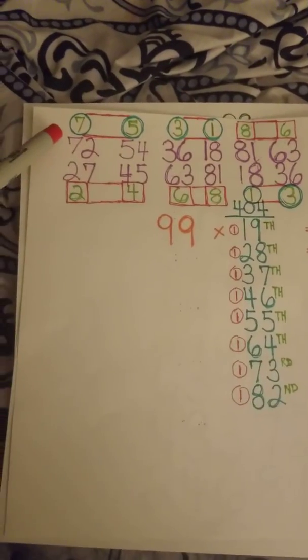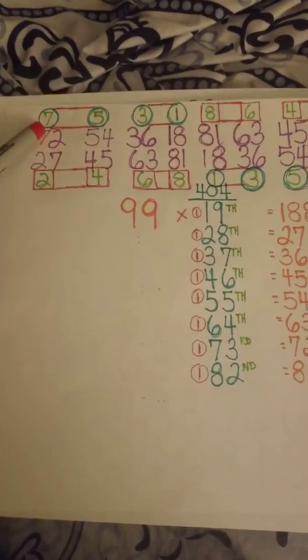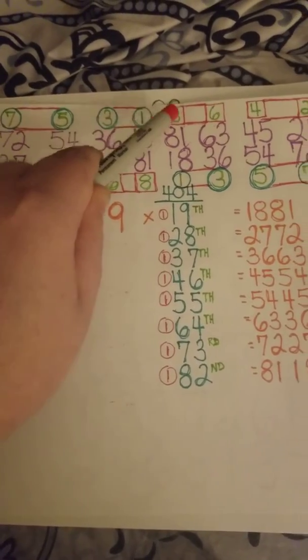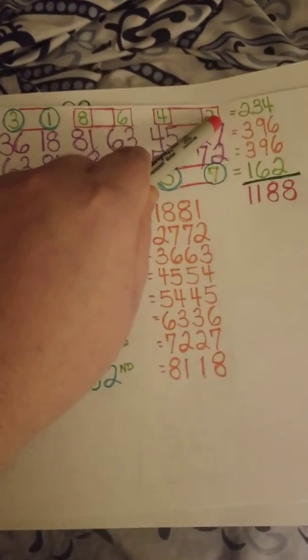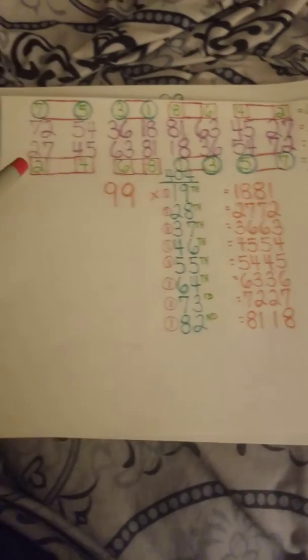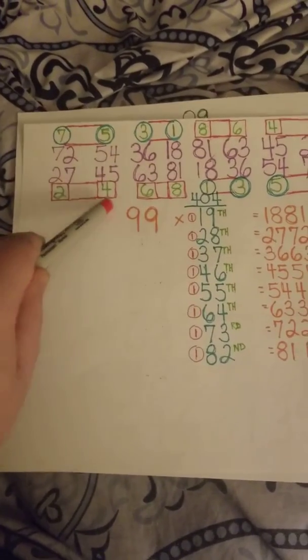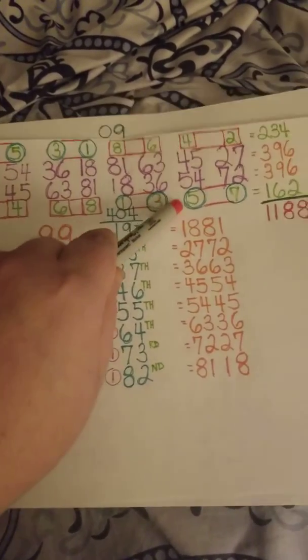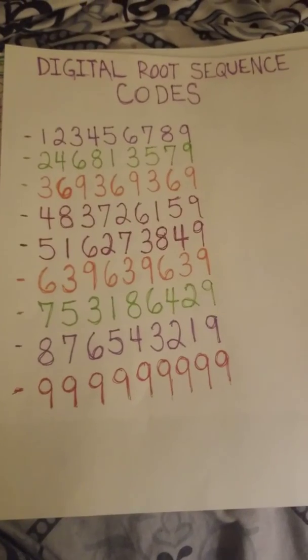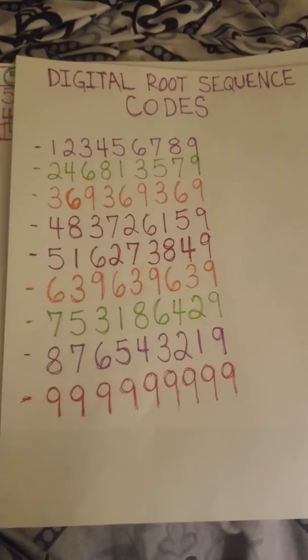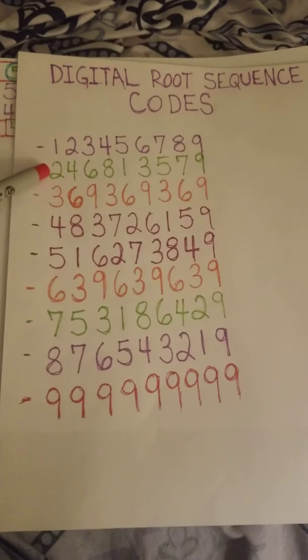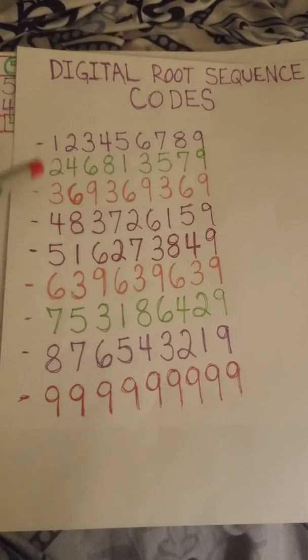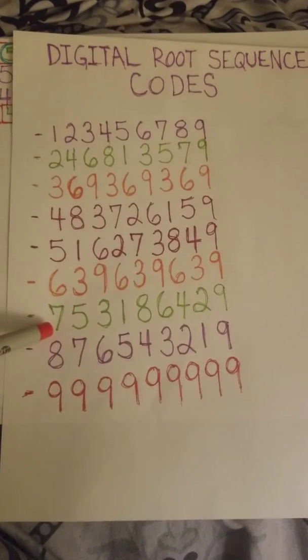Now, what numbers do you see show up here? 7, 5, 3, 1, 8, 6, 4, 2. Or if you were to do it backwards, it would be 2, 4, 6, 8, 1, 3, 5, 7. So really, you're seeing these two codes here, 246813579 and 7531864229.